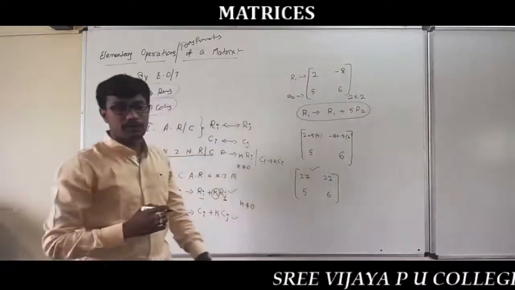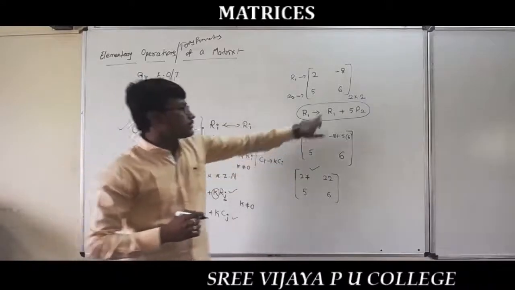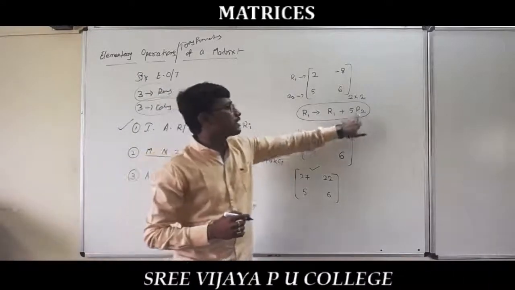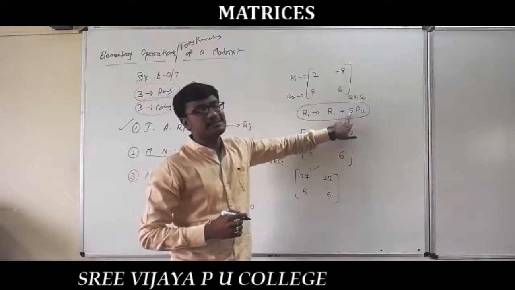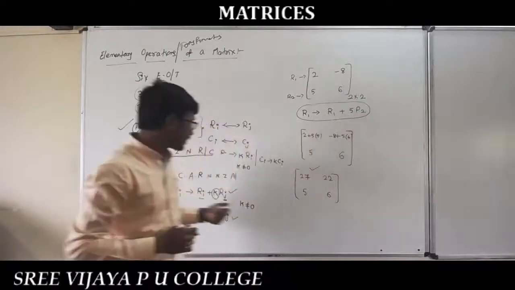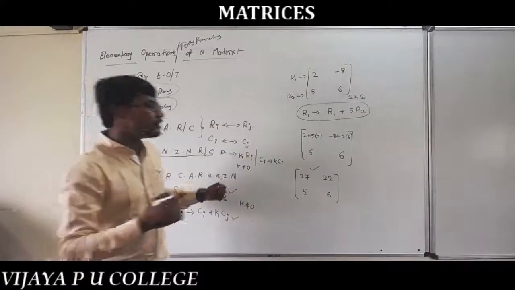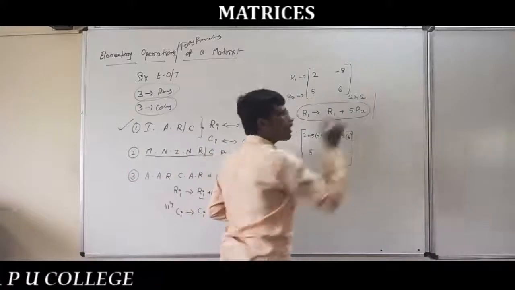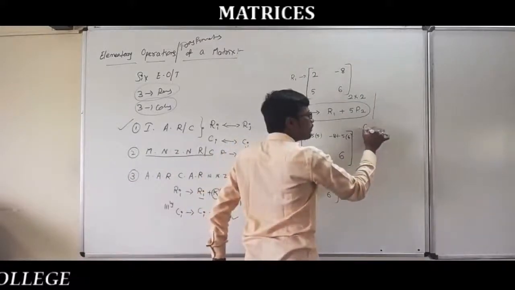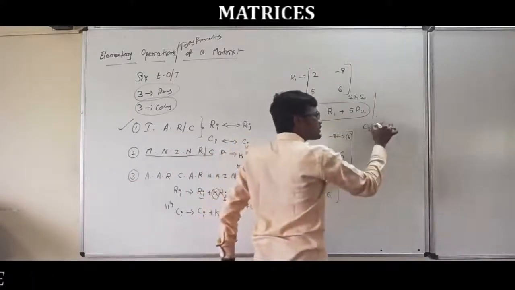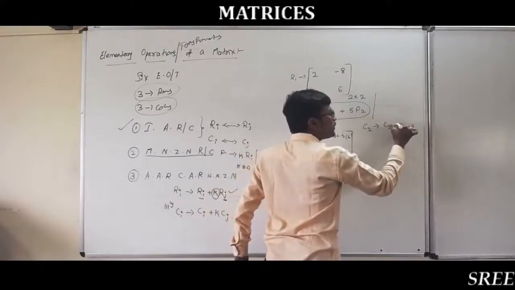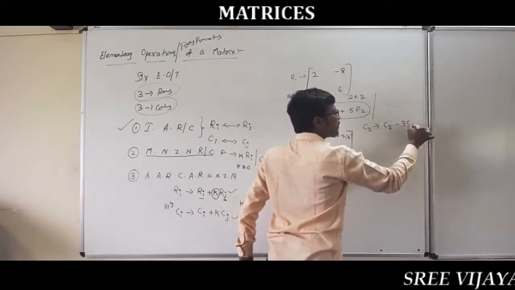R1 changes to R1 plus 5 R2. So this is R1 with corresponding elements of R2, and 5 is a non-zero number. That is, you can take it as a. Similarly, we can apply column operations also. Column 2 changes to column 2 minus 3 times column 1.